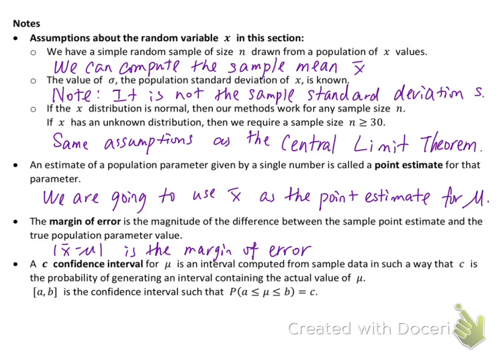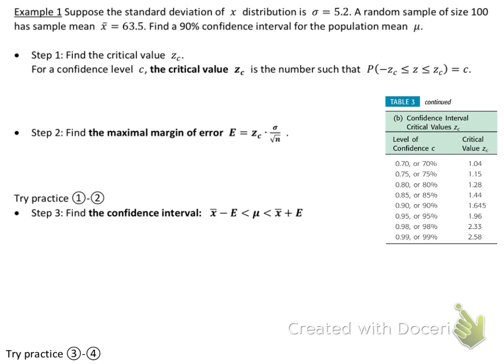Now let's see examples. First example, suppose the standard deviation of the X distribution is sigma equals 5.2. A random sample of size 100 has sample mean 63.5. Find a 90% confidence interval for the population mean mu. Actually, the computation is quite easy. But you need to know the big word here, the confidence interval.